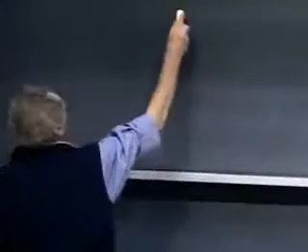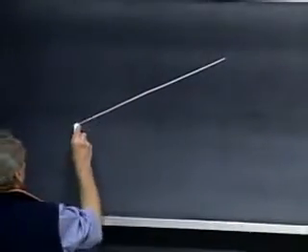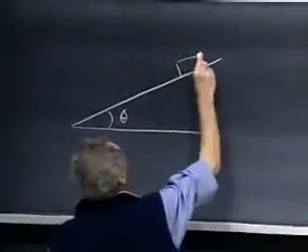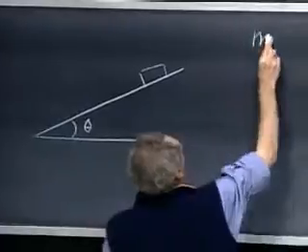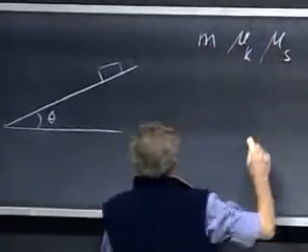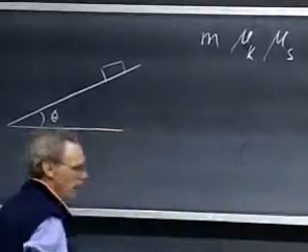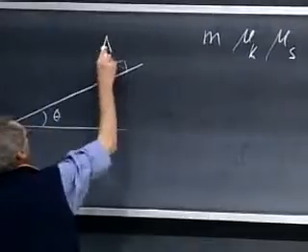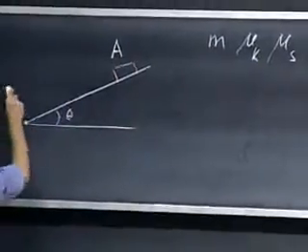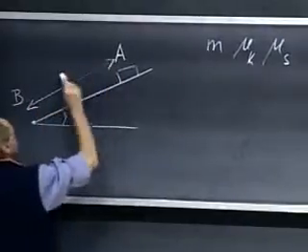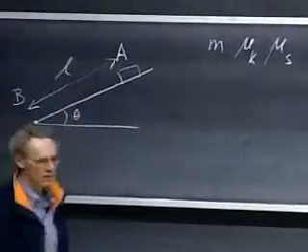Let's start with a simple example of an incline at an angle theta. I have here an object of mass m. Friction coefficient kinetic is mu k, and the static friction coefficient equals mu s. This point here, let that be point A, and let the bottom of the incline be B, and let the distance between them along the slope be L.